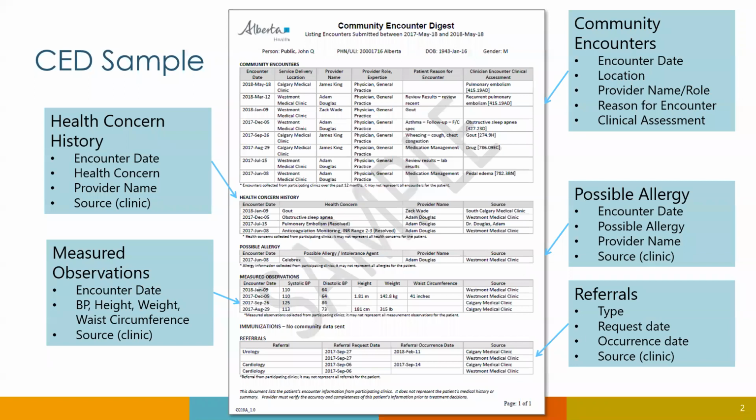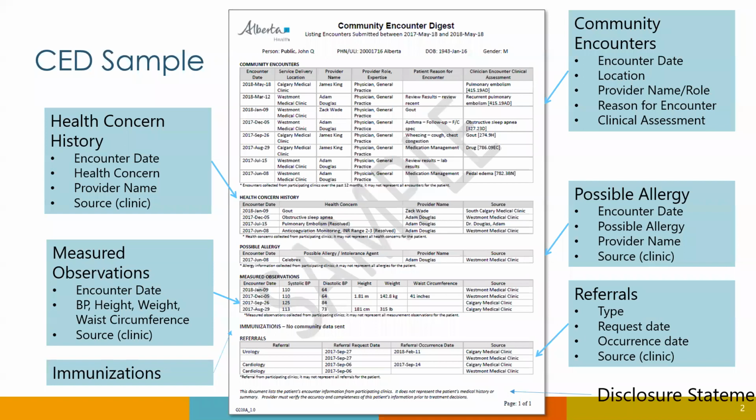The referral section displays any referrals to specialists done during the encounter. In 2021, this section will keep referrals within the CED for 36 months. The rest of the report sections will reflect a rolling 12-month display. The immunization section displays immunizations done during the encounter with the name, date, and lot number.